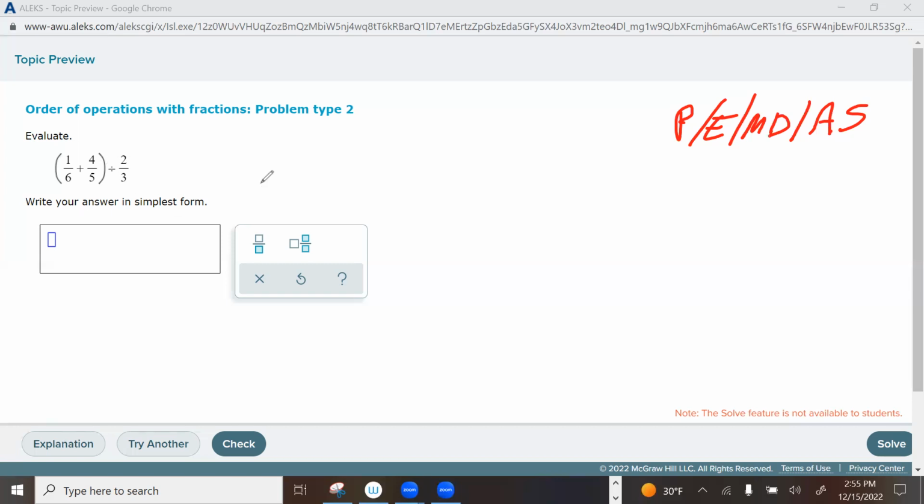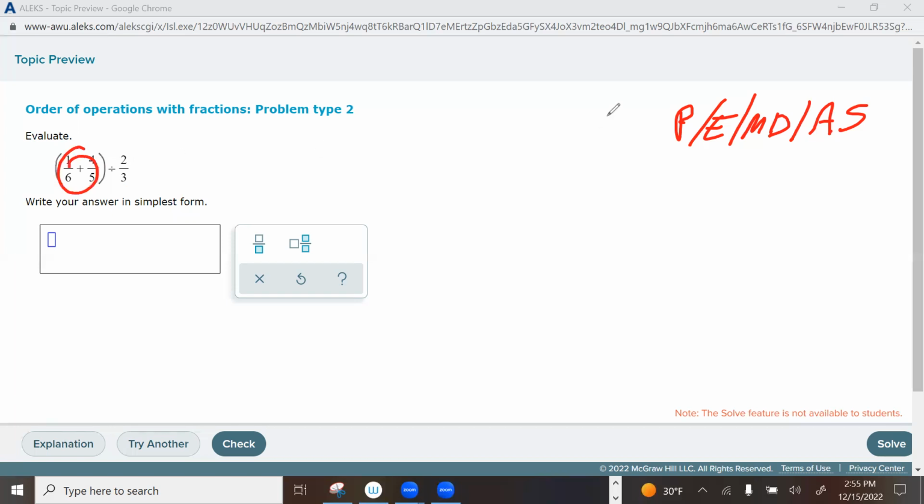Okay, so are there any parentheses in this problem? Yeah, right here. Therefore, I'm only looking inside the parentheses. I'm ignoring this division sign and this 2/3 until what's inside is a single number. Once I have the stuff inside completely simplified and I can't do anything more with it, then I will expand my scope to what's taking place outside the parentheses.